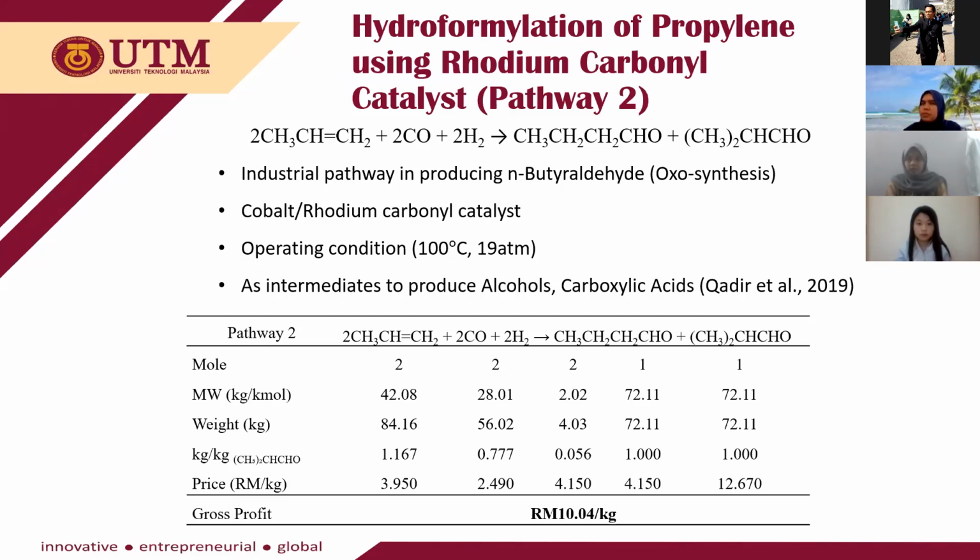The operating condition of this pathway is very convenient at 100 degrees C and 19 atm, and industries mostly use the produced isobutyraldehyde as intermediates to further synthesize products such as alcohols and carboxylic acids. The highlight of this reaction pathway is the gross profit, which is 10 ringgit and 4 cents per kilogram.